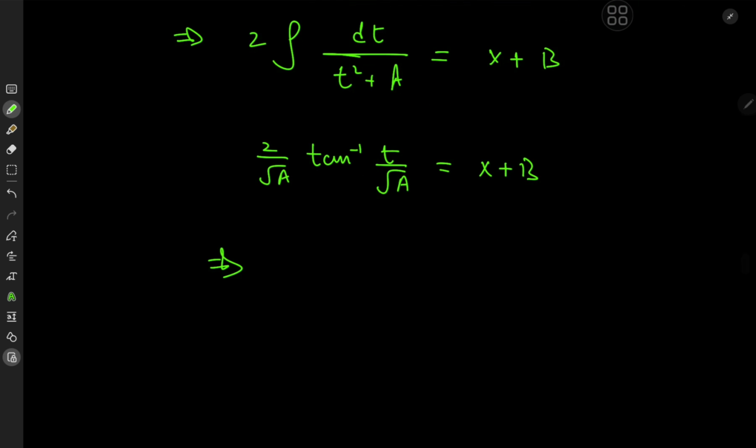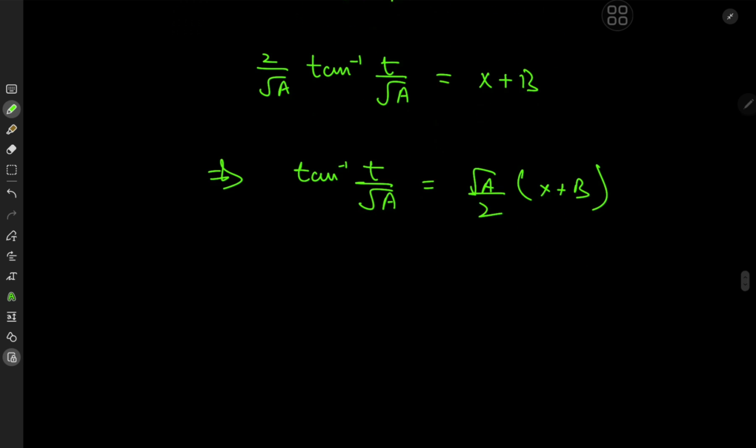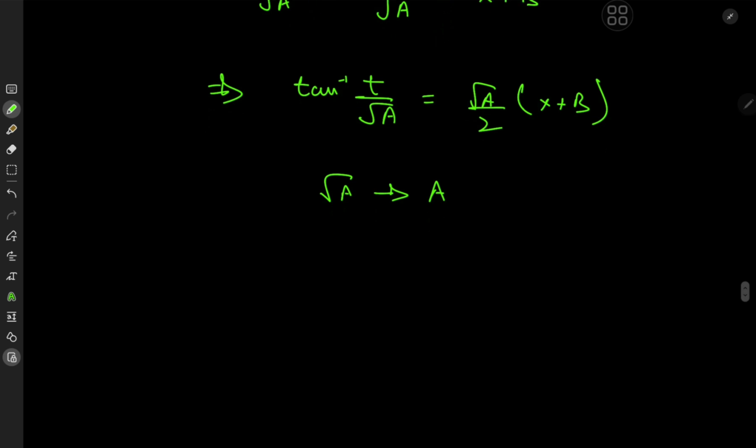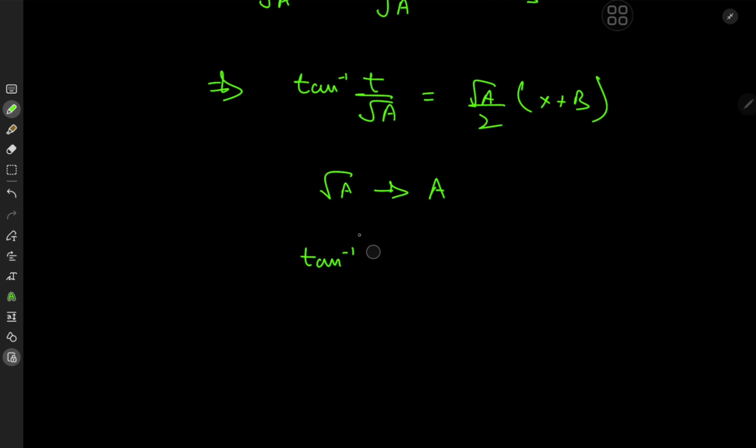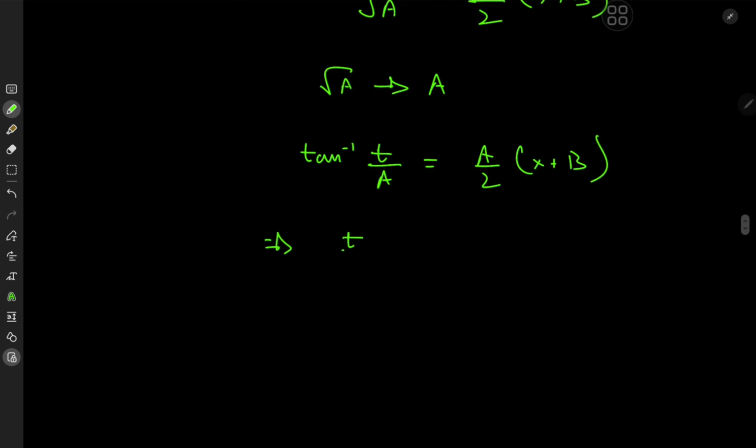Expanding using root a over 2 gives us arctangent t over root a equal to root a over 2 times x plus b. Root a could of course just be called another constant. So transforming root a to a, we have arctangent t over a equal to a over 2 times x plus b. And of course, this implies that t over a would be the tangent of a over 2 times x plus b, which is, again, just another constant. So I could just transform a over 2 to a as well.